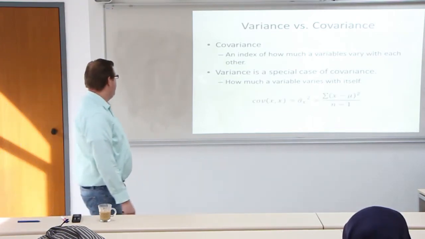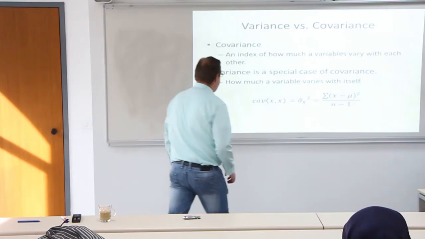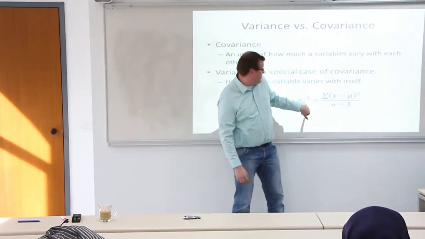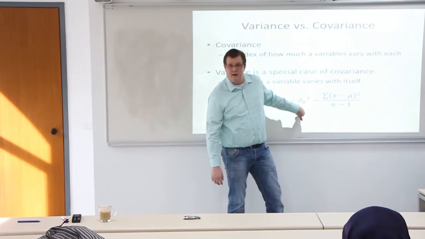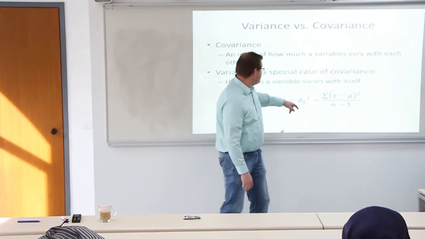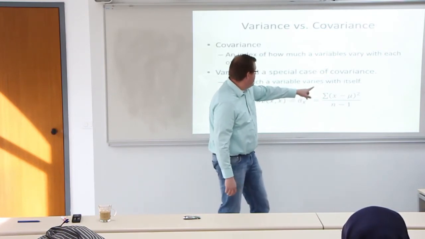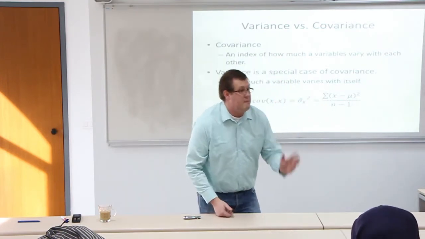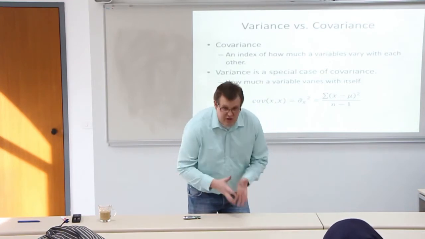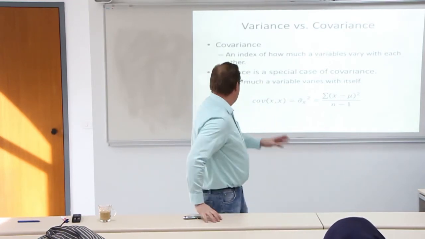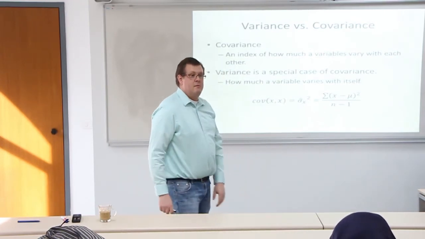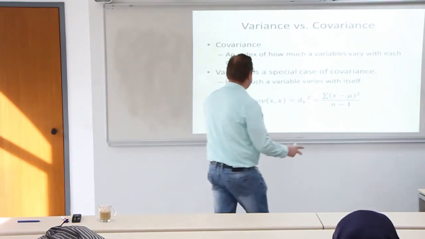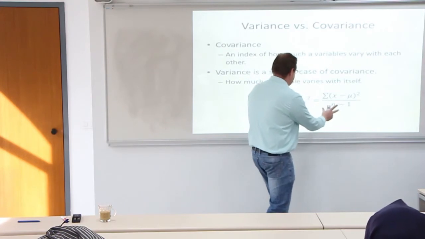So here's the formula that you know for the variance. This is the unbiased variance. Our unbiased variance is the sum of the differences between our scores and the mean, those things squared, divided by n minus 1. So this is our unbiased variance estimate.